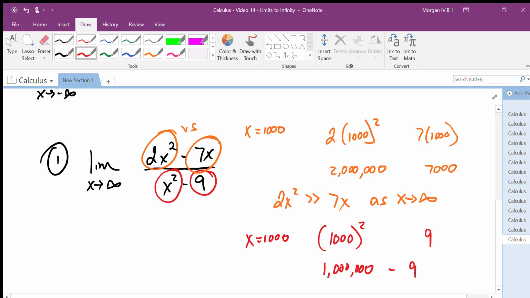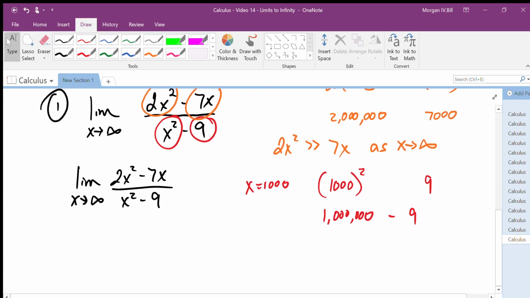As x goes to infinity, the important part about this problem is not the 7x or the 9. The limit of 2x squared minus 7x divided by x squared minus 9 is basically the same as, not exactly the same as, but basically the same as the limit as x goes to infinity of 2x squared over x squared.